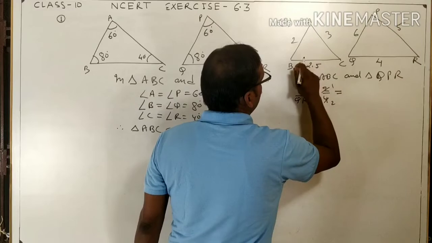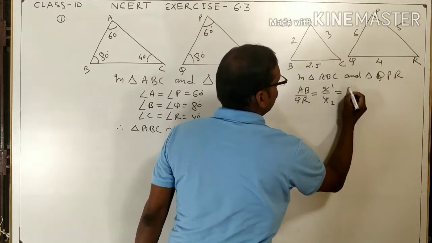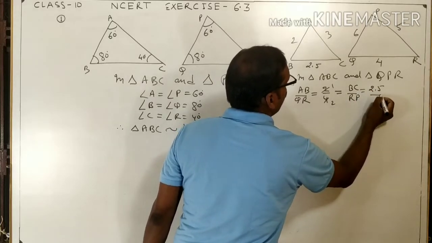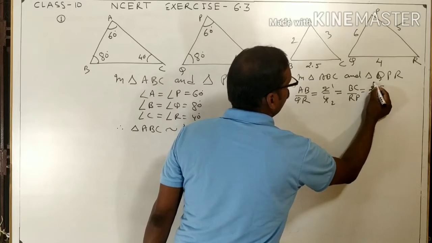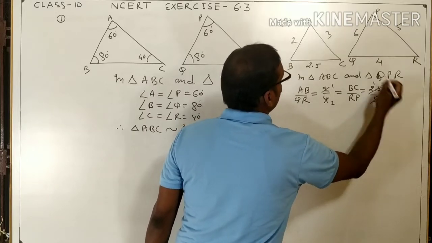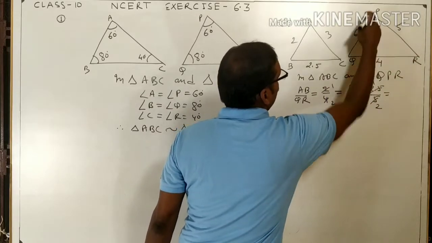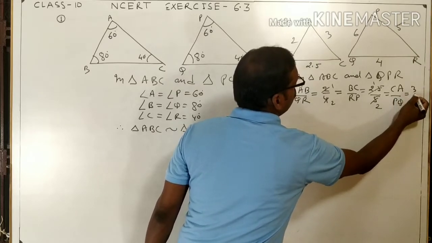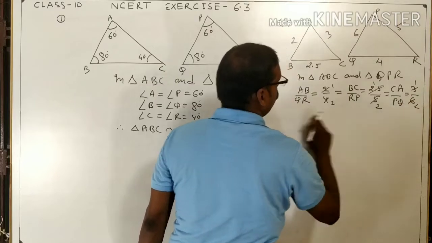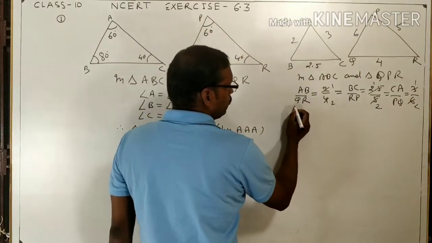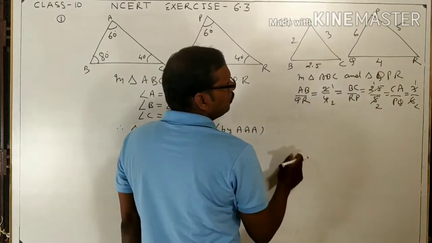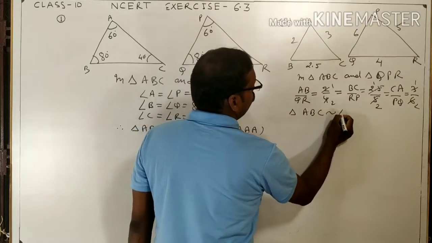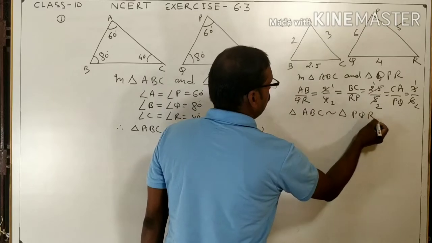Similarly, BC by RP equals 2.5 by 5. This is also 1 by 2, and equal to CA by PQ, which is 3 by 6. This is also 1 by 2. So we say that the corresponding sides are in the same ratio. Therefore, triangle ABC is similar to triangle PQR.